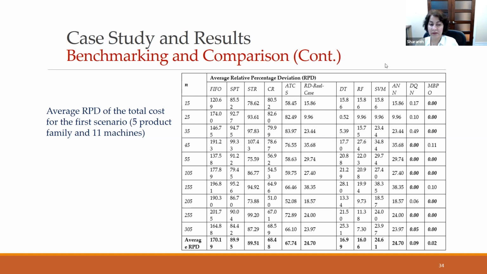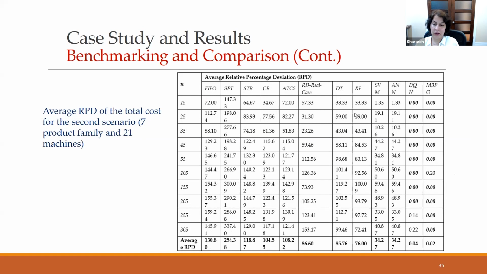And as we can see, for the different considered scenarios, for example, we have 5 product families and 11 machines, you can see that DQN and the proposed DQN and MBP are outperforming the other algorithms. And this is another scenario, with 7 product families and 21 machines. Again, these are performing much better than the existing methods, especially for real-time production and scheduling in real settings.